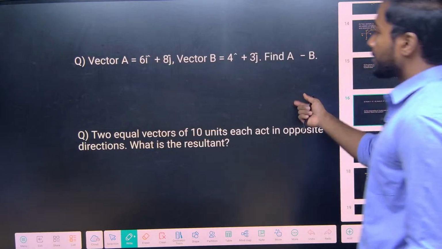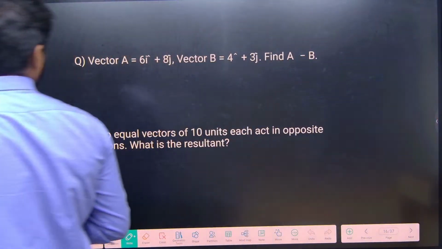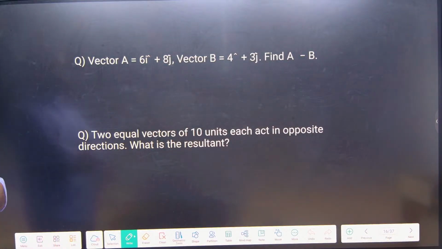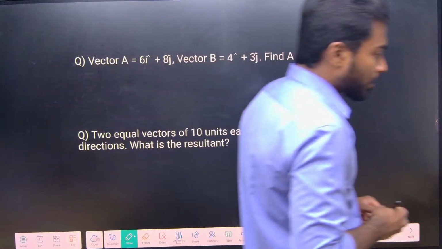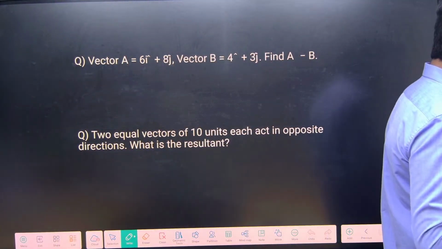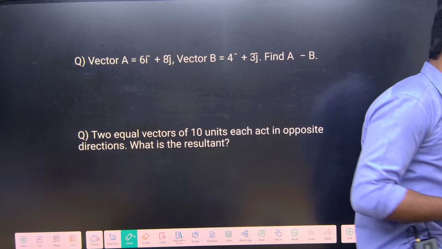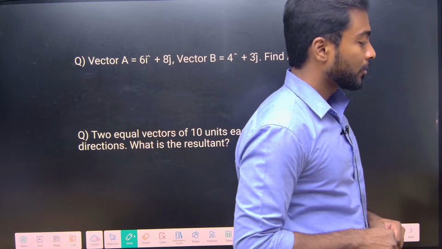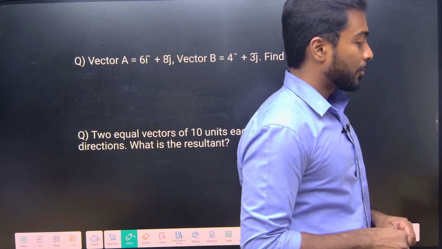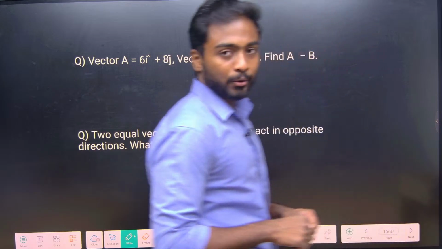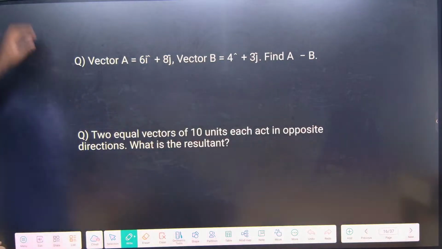Yeah, okay. So vector A and vector B. Vector A is given as 6i plus 8j. 13 units. Yes, theta is equal to tan inverse of... fine, that's absolutely correct. It's a good observation from you. Theta is equal to tan inverse of 5 by 12. Okay, done. So what is the answer for this question?